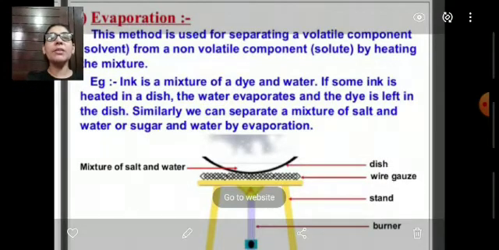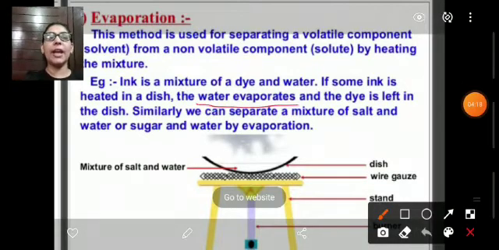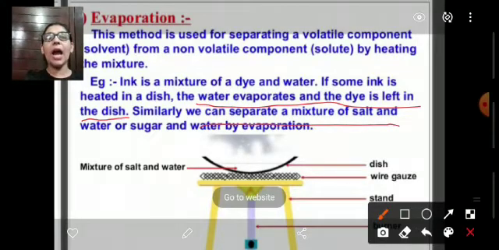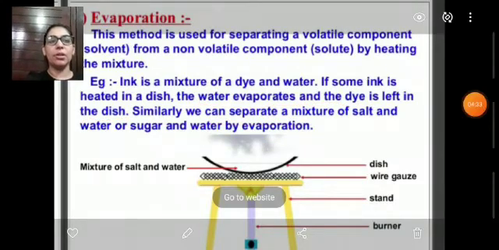If some ink is heated in the dish, अगर हम ink को हीट करेंगे डिश में, the water evaporates, जो भी उसमें water content होगा that will evaporate and the dye is left behind in the dish. Similarly, in the same way we can separate a mixture of salt and water or sugar and water by the process of evaporation.